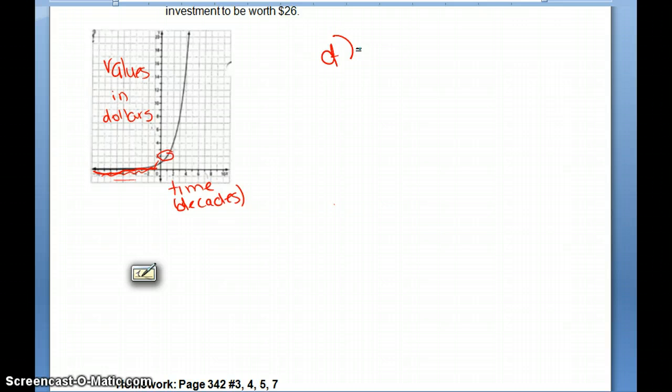investment to be worth $8? So what we want to know here is at what time will our y value, so the value in dollars, when will that be 8? So you can either use your graph, or you can double check this. This is a good way to also verify your equations. So you have y is equal to 2 to the power of x. We're given y in this equation, so we know that 8 is equal to 2 to the power of x.